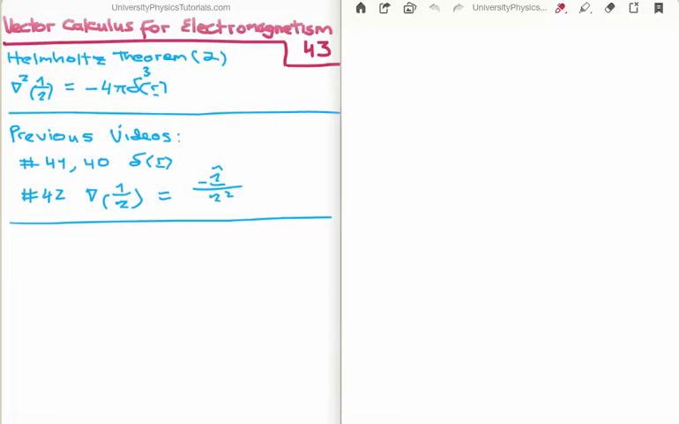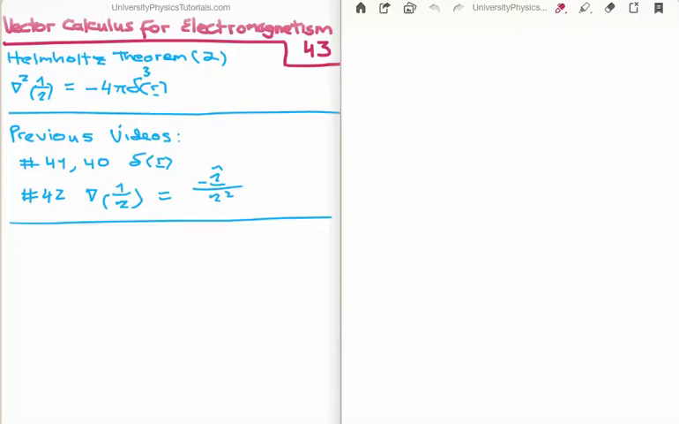Okay, in this video, I'm going to continue on with my tutorials on vector calculus for electromagnetism. This is video 43, or video 2, in the subsection on the Helmholtz Theorem. Specifically, I'm going to discuss what happens when we take the Laplacian of 1 over the magnitude of the separation vector. This is going to be equal to minus 4 pi times the 3-dimensional Dirac Delta Function.